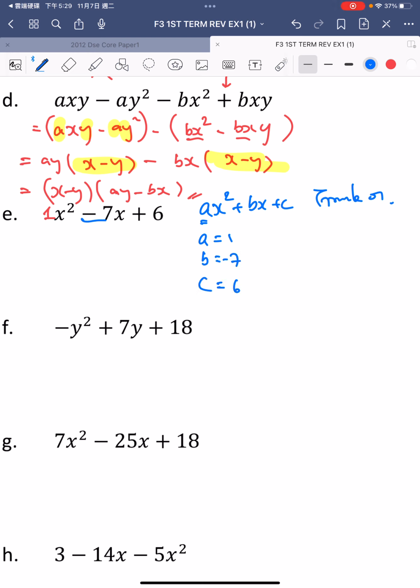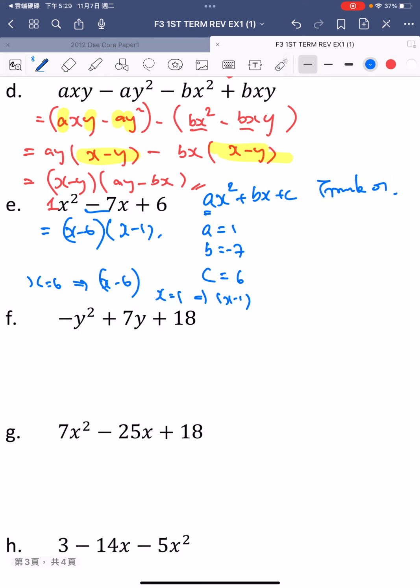If you put all of the numbers into the calculator, then you can see that we have x equal to 6, isn't it? So x equal to 6 can be written as x minus 6. So now we have the first factor is x minus 6, and the second factor is x equal to 1, which means that x minus 1 is the second factor. Okay, so now we're trying to do question F.